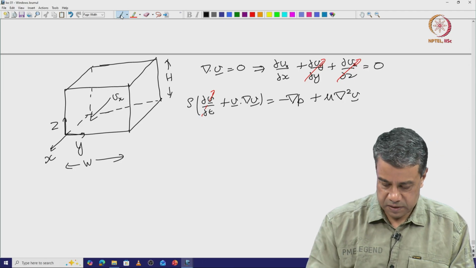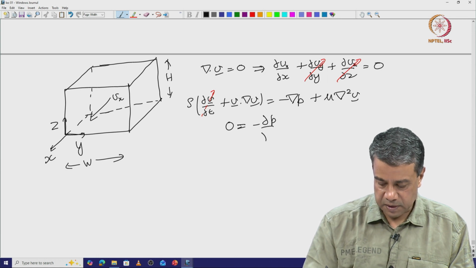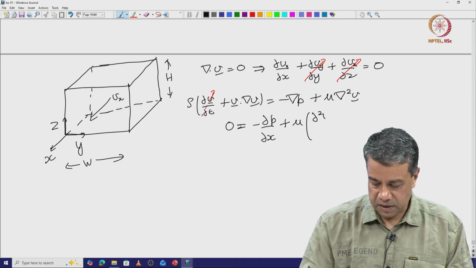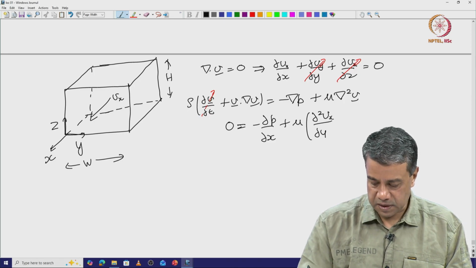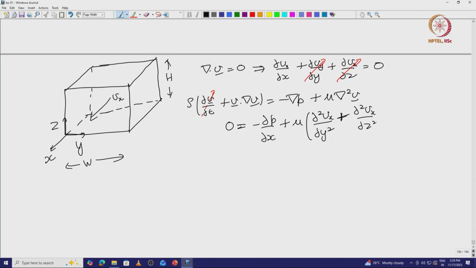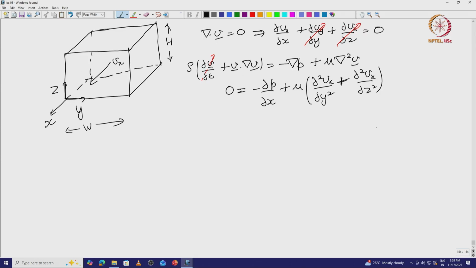in the x direction. So, 0 is equal to minus partial p by partial x plus mu times partial square V x by partial y square plus partial square V x by partial z square. So, that is the equation for the unidirectional flow. Boundary conditions.